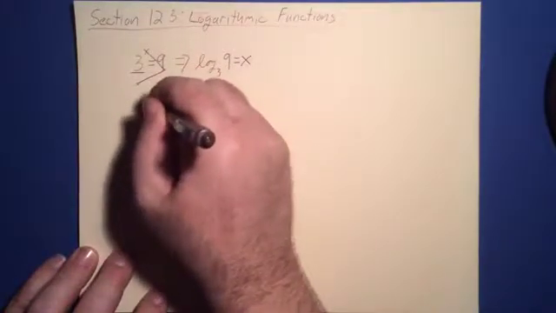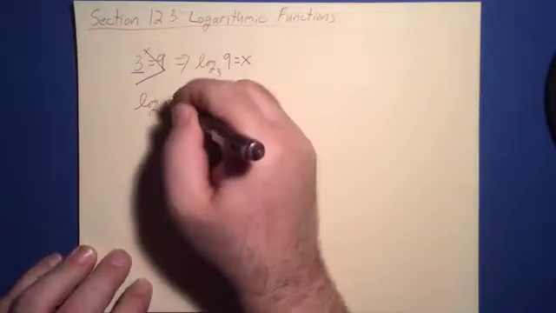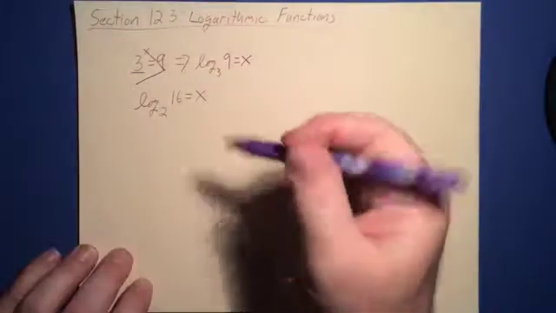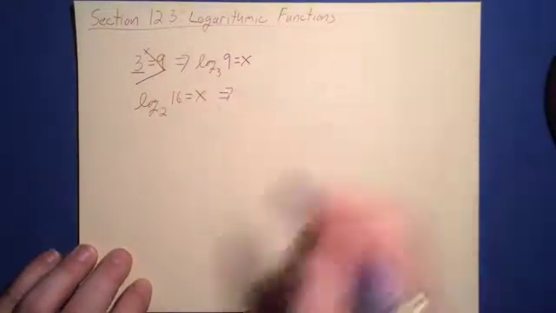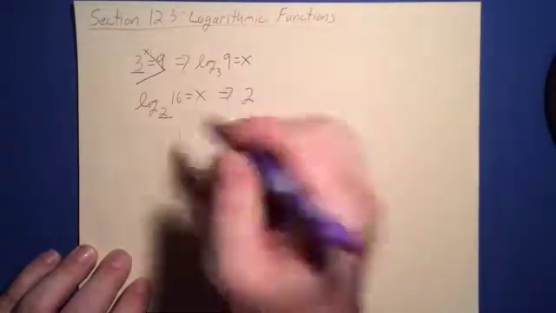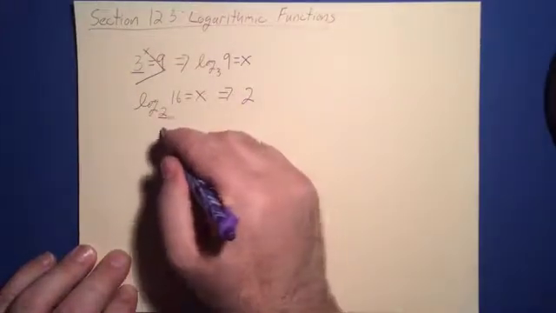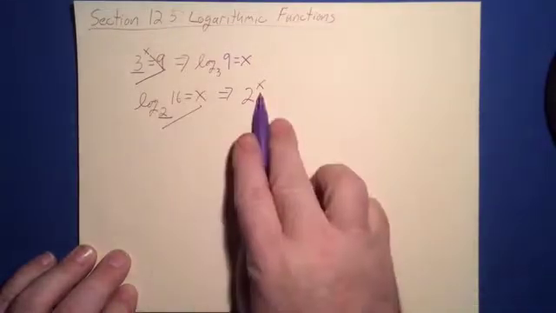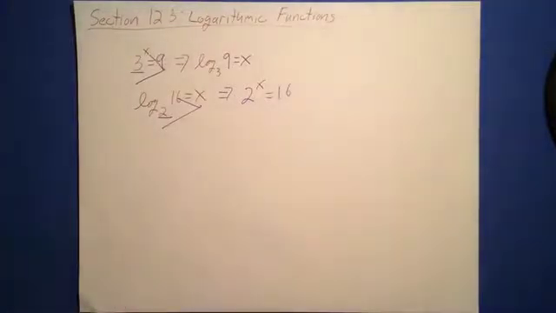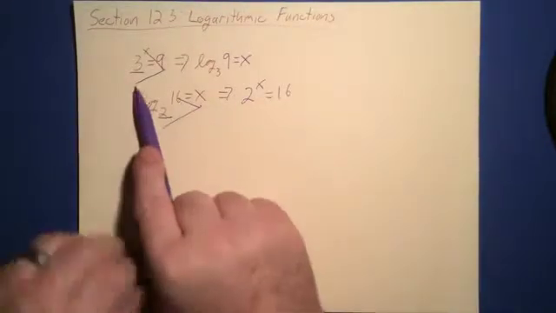So let's say I have the log, and we'll go ahead and make this log base 2 of 16, and we're going to say that equals x. So in order to write this in exponential form, we're going to start at the base 2. So I'm going to write this as a base 2. I'm going to do the same line trick where I shift to the right and then to the left. So I'm going to go 2 to the x equals 16.